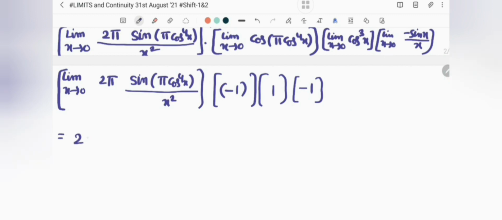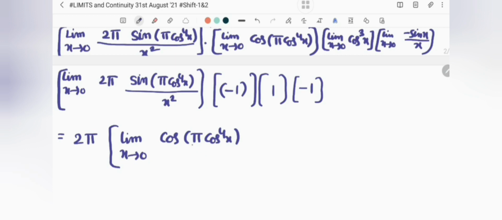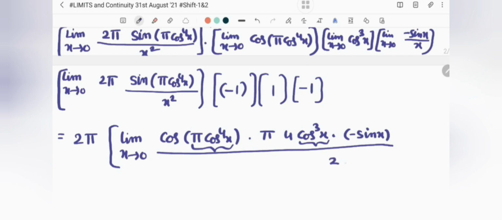2 pi constant we can take outside from the first limit. So limit x tends to 0 sin of pi cos power 4x by x square. Again it is in the form of indeterminate. So L'Hospital rule. Sin of pi cos power 4x derivative is cos of pi cos power 4x. Again pi cos power 4x derivative is pi into 4 cos cube x into cos x derivative is minus sin x, divided by x square derivative is 2x. Here 2 gets cancelled.